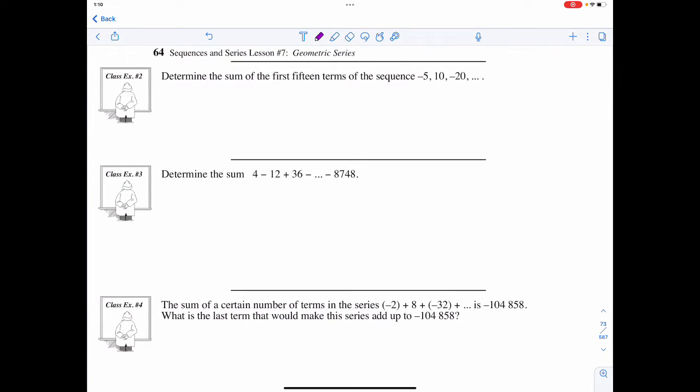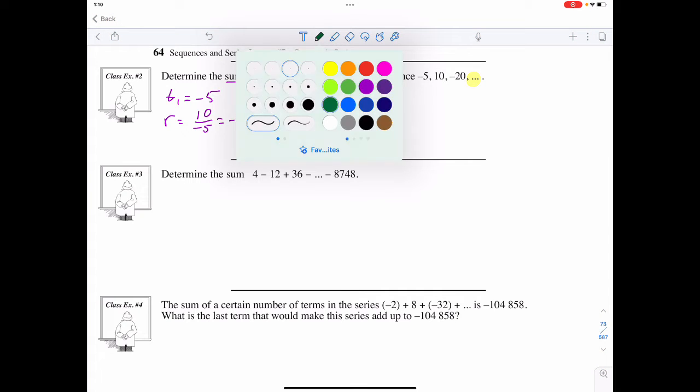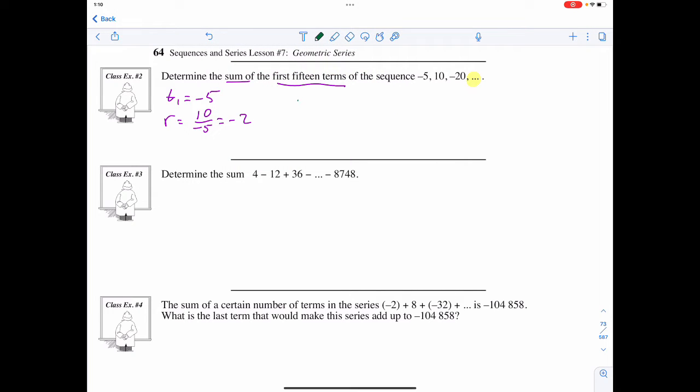So jumping ahead to example 2, determine the sum of the first 15 terms of this sequence. Well, I know that in the sequence, term 1 is equal to -5. The common ratio is equal to term 2 divided by term 1, or -2. And then, because I don't know the value of the last term, because of this ellipses at the end, I'm going to use the formula that does not include the last term. I'm going to use Sn is equal to term 1 times r to the power of n minus 1, all divided by r minus 1.